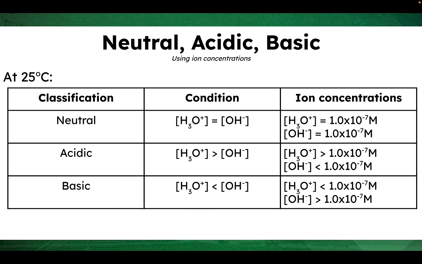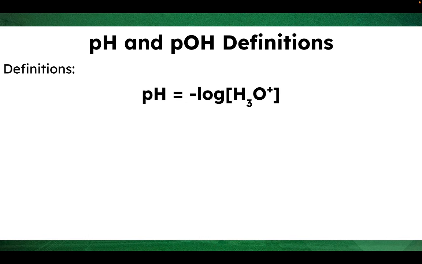In basic solutions, the concentration of hydronium ion is less than the concentration of hydroxide ion. Therefore, the concentration of hydronium ion is less than 1.0 times 10 raised to negative 7 molar. This time, the concentration of hydroxide ion is greater than 1.0 times 10 raised to negative 7 molar. Now that we know the definition of neutral, acid, and basic solutions, let's define pH and pOH.